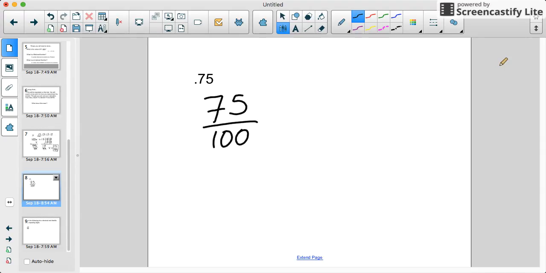Is that the end of our answer? Hopefully not. Both of these numbers can be reduced by a value. That value is 25. 75 divided by 25 is going to give us 3. And 100 divided by 25 is going to give us 4.